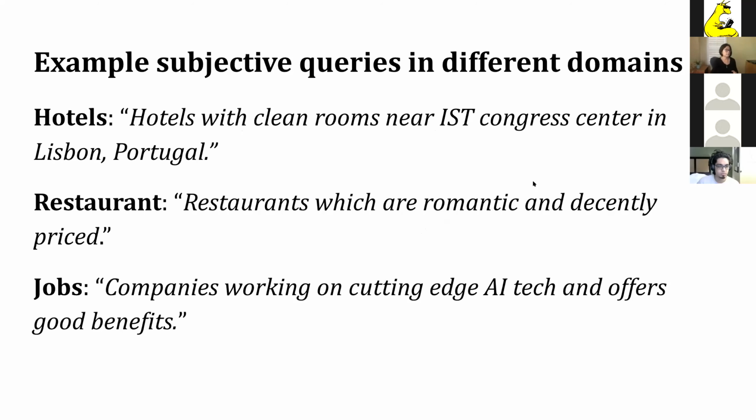So here are some examples of subjective queries that we would like to be able to pose against such a travel system. For example, when I was looking for hotels in Lisbon, right, I was really looking for hotels with clean rooms near the IST Congress Center in Lisbon, Portugal. And that was like 2 years ago.